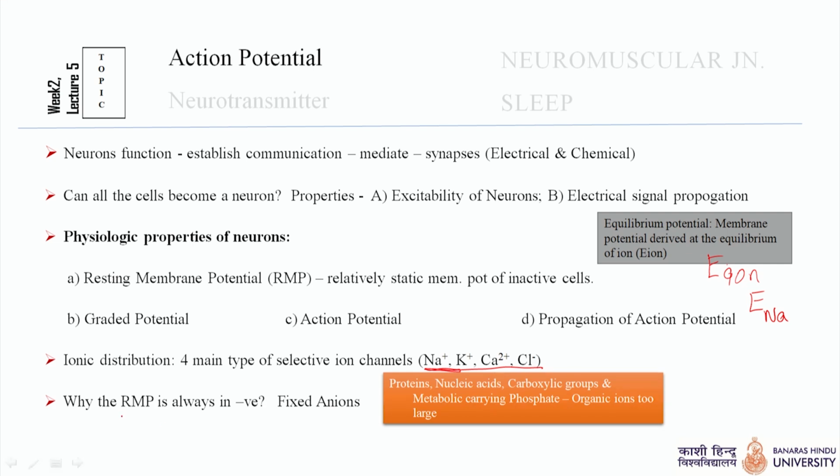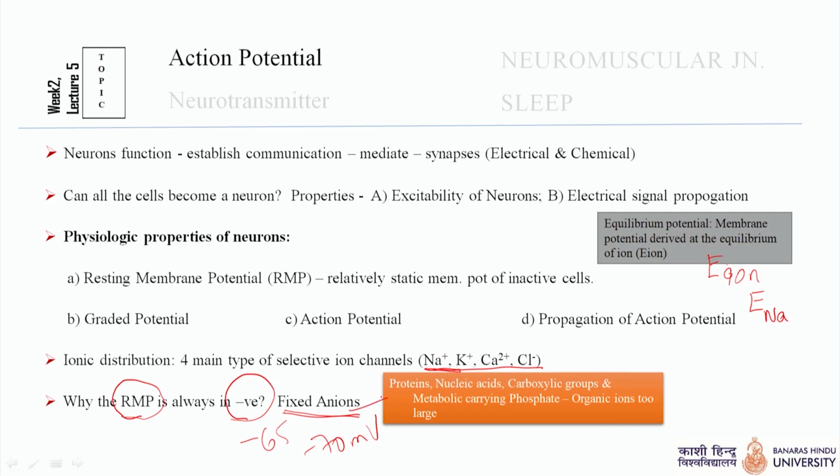Then why is the resting membrane potential always expressed as negative, either minus 65 or minus 70 millivolt? Why do we always express it in terms of negative? Why is it not positive, though the inside of the cell contains a lot of potassium ions, which are positive in nature? This is because of the fixed anions. The concentration of the fixed anions is present at a higher amount than outside. That is why the resting membrane potential is always expressed in terms of negative.